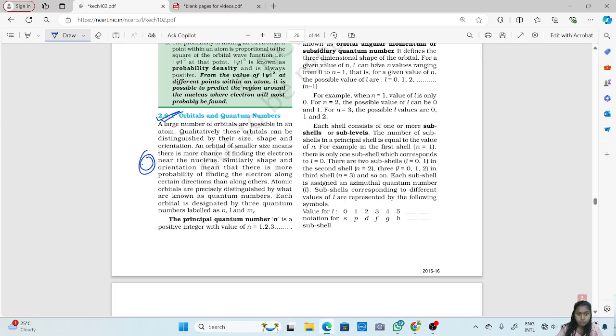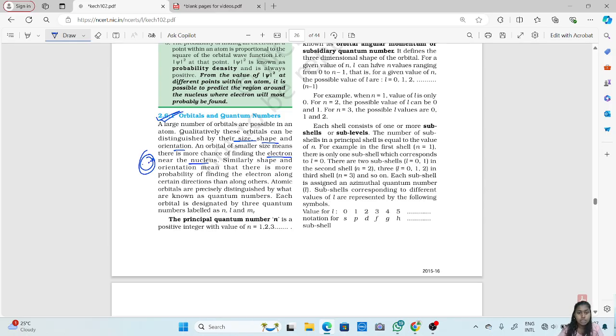Now, a large number of orbitals are possible in an atom because as the number of electrons increases, there should be an increase in orbitals also, because we have to keep them within the atom, right? So qualitatively these orbitals can be distinguished by their size, shape, and orientation, how they orient. Now, an orbital of smaller size means there is more chance of finding an electron near the nucleus. In the case of hydrogen, because there is only one electron, there is a possibility that you can find the electron near the nucleus.